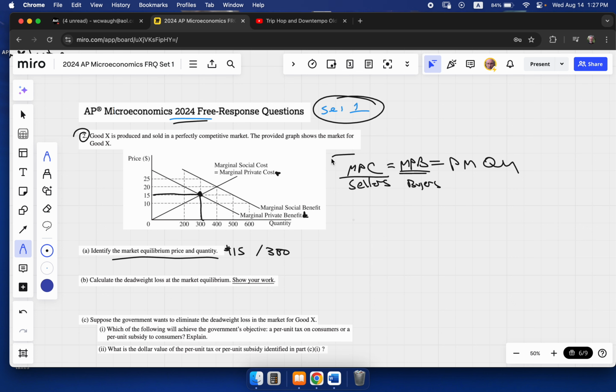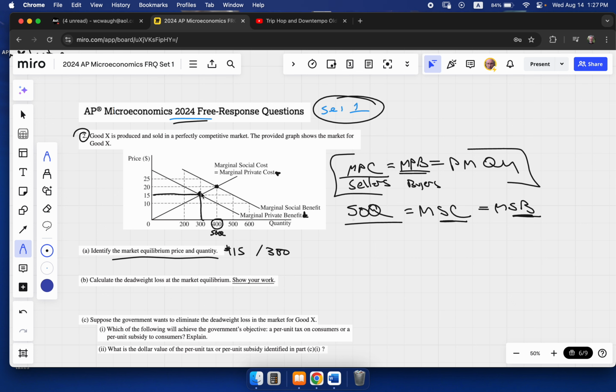The second thing we want to look for with any externality graph is what we call our socially optimal quantity. This is where marginal social cost, society's cost, equals the marginal social benefit, society's benefit. That would be right there, right? So at that point, that quantity is what society actually wants. That's the socially optimal quantity.